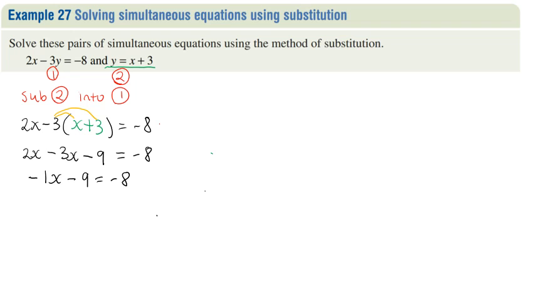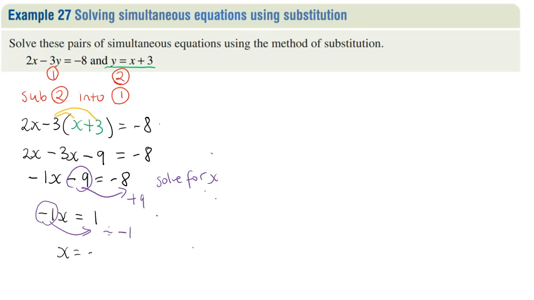And now I solve for x. So I better write that here, solve for x. So I'm going to plus 9 over to this side. So I've got negative 1x equals 1. And then I'm going to divide by negative 1. So x equals negative 1. So I've got my x point.